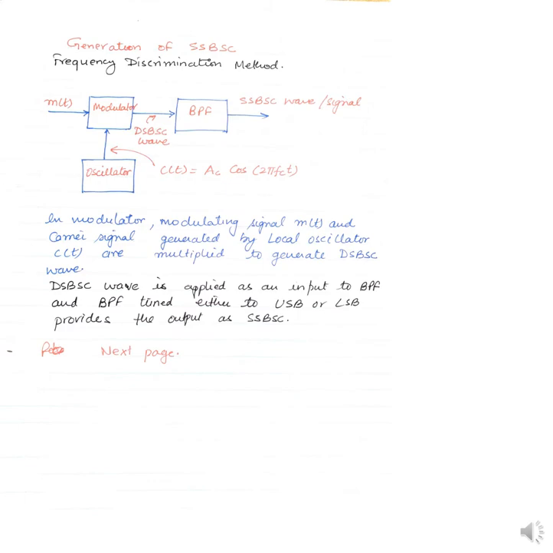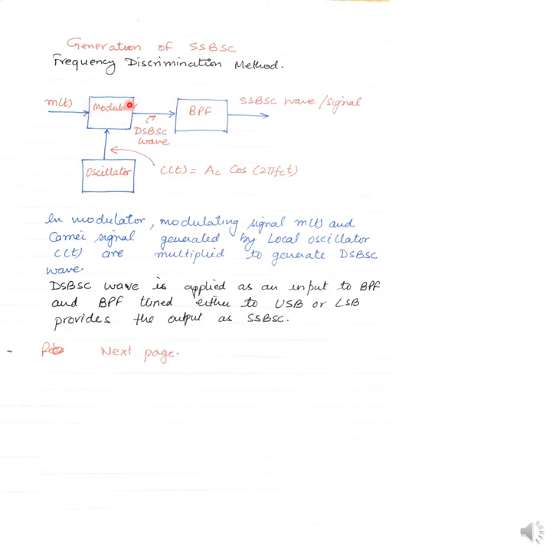Now, generation of SSB-SC. There are two methods to generate it. The first one is the frequency discrimination method. In this, you multiply your modulating signal with the carrier, which is generated with the help of a local oscillator available there. So your m(t) we know, and c(t) equals Ac cos 2 pi fc t.